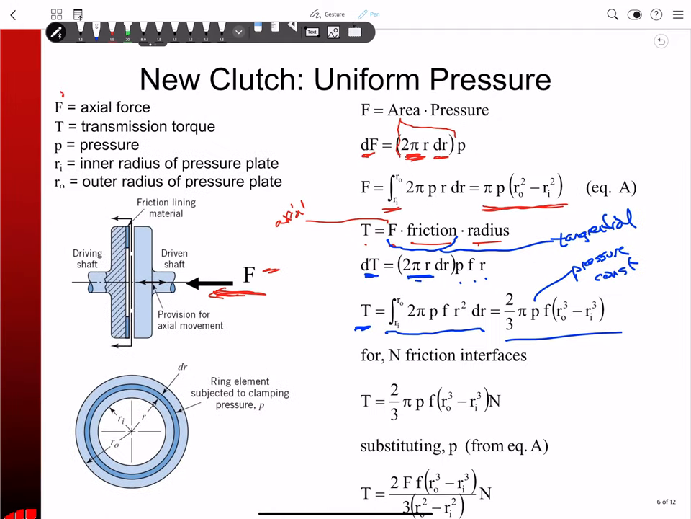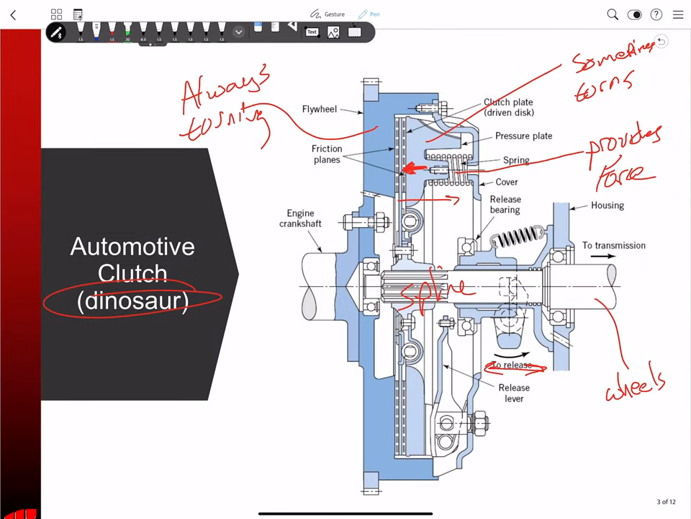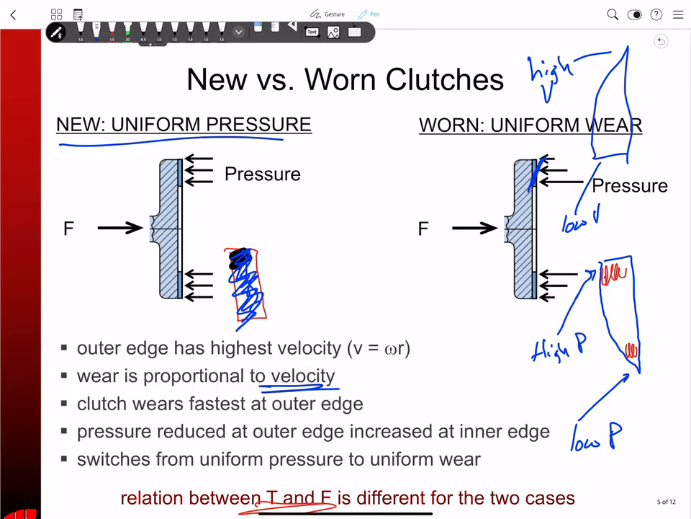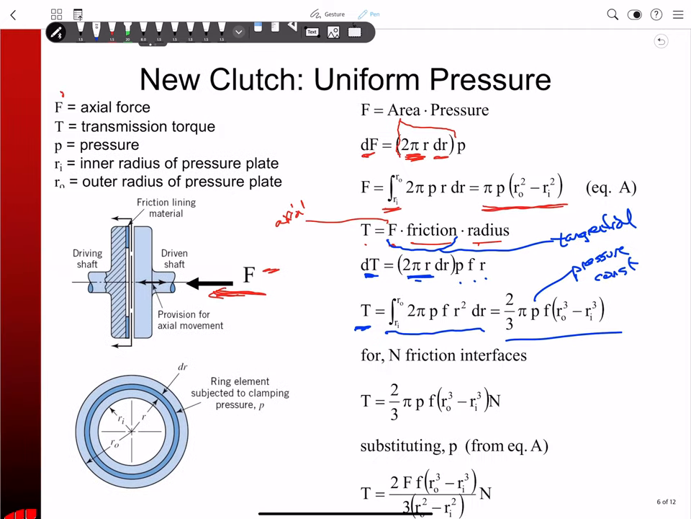So the pressure is constant times the coefficient of friction, we'll say that's constant, and then times the radius cubed minus the inner radius cubed. Okay, that kind of makes sense, but let's keep going. And then if we have a bunch of friction interfaces, in this picture here we actually have two friction interfaces if you look really closely, but let's not worry about that too much. So we have two interfaces here, or some, and then we can get the total torque, right?